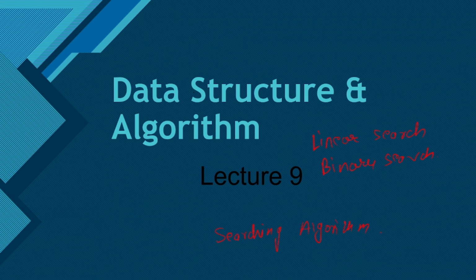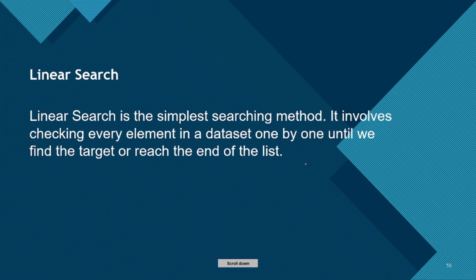By the end of this session you will understand how these algorithms work, their efficiency and where to apply them. So without wasting our time, let's get started. The first one is linear search. Linear search is the simplest searching method. It involves checking every element in a data set one by one until we find the target or reach the end of the list. Like the time complexity for this, I will write it here.